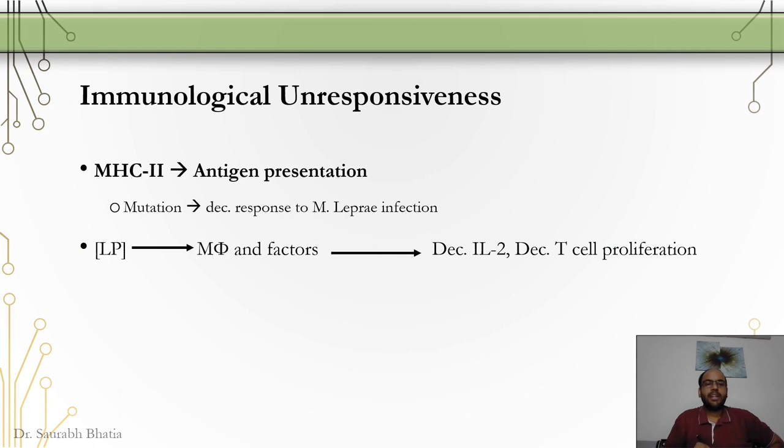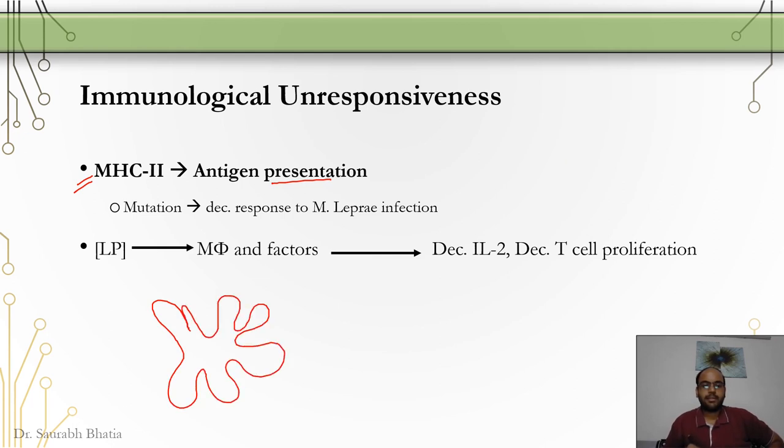So we all know that MHC class of proteins are required for antigen presentation. I've told you before that dendritic cells, just imagine, okay, let me just draw it again. Okay, so these are dendritic cells. Dendritic cells, and they will engulf the M. leprae and then present the molecules on their surface along with MHC. And this MHC dependent or MHC co-stimulated presentation of antigen is known as antigen presentation.